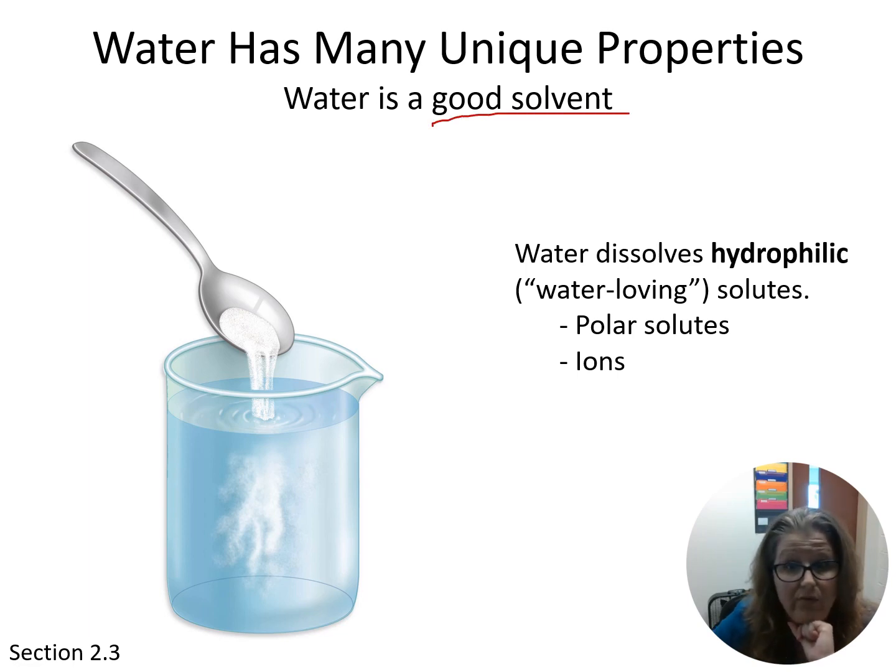Water is a good solvent. Sometimes you hear this called the universal solvent. So water dissolves hydrophilic, water-loving, solutes. If it dissolves in water, then it is either a polar solute or an ion. So like if we dissolve salt in water, and we already talked about salt. Salt is NaCl, and it is a result of an ionic bond where this one is positive and this one is negative. Therefore, because they have charges in that molecule, water can react.